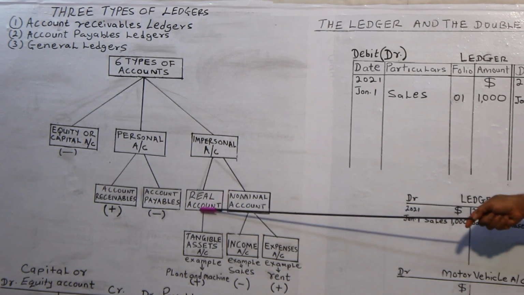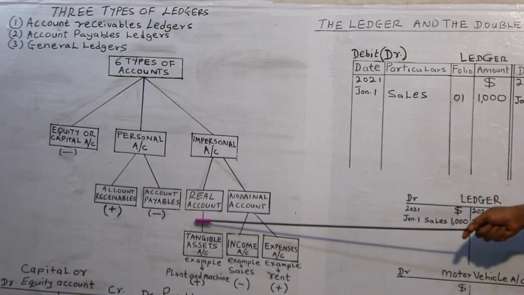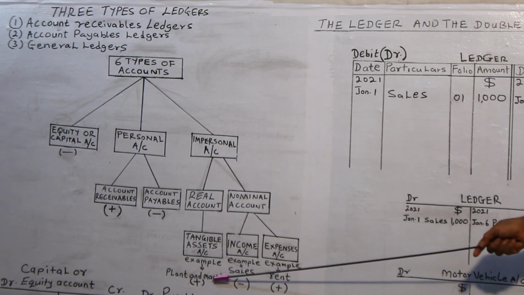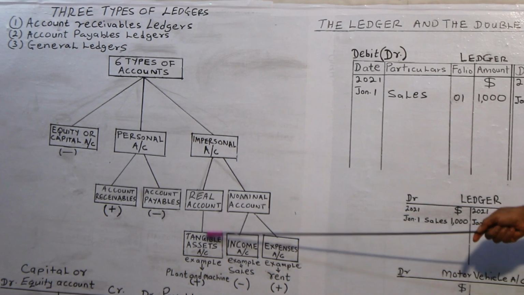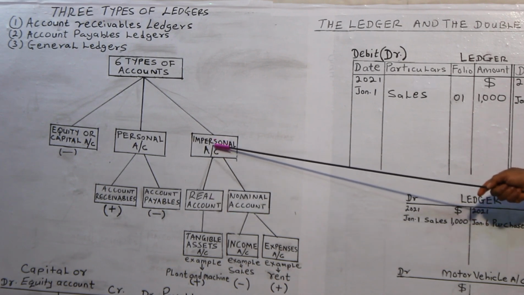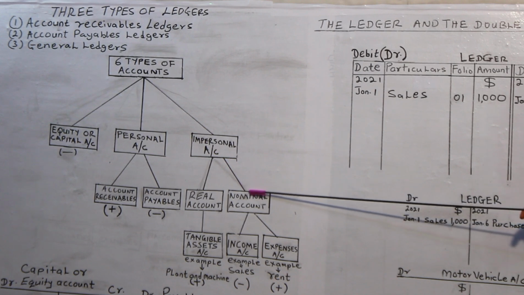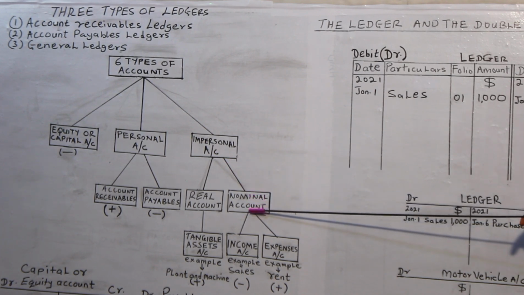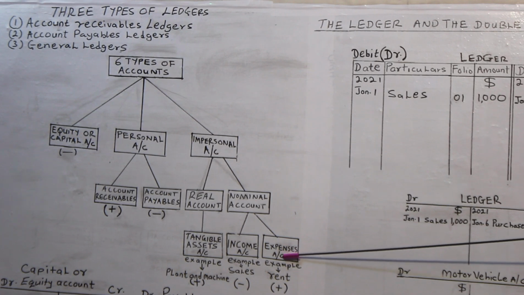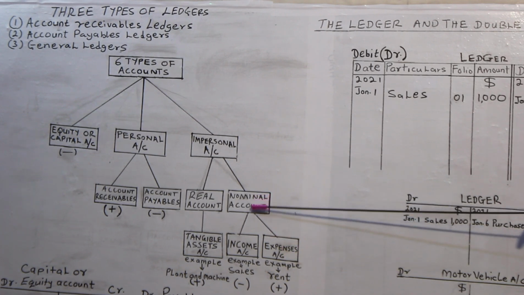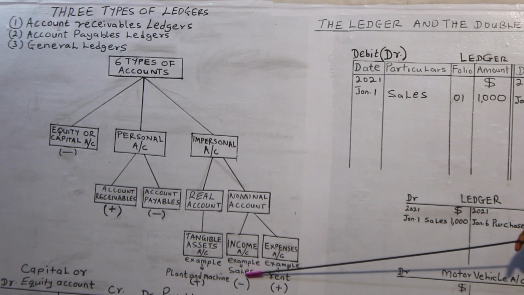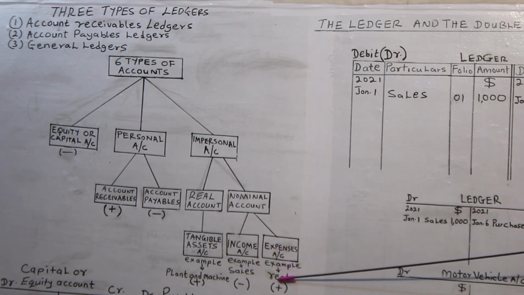When we talk about real account, we are talking about accounts of things that are tangible. Things like tangible assets. Examples of tangible assets are plant and machines of an organization, furniture and fittings, equipments, and so on. When we open an account in respect of these tangible assets, they fall under real account, which stems from impersonal account. Then another area of impersonal account is what we call the nominal account. This nominal account represents either income or expenses items. So when we talk about the nominal account, we are talking about accounts that represent items of income and expenditure. An example of income is sales. An example of expenses is rent.